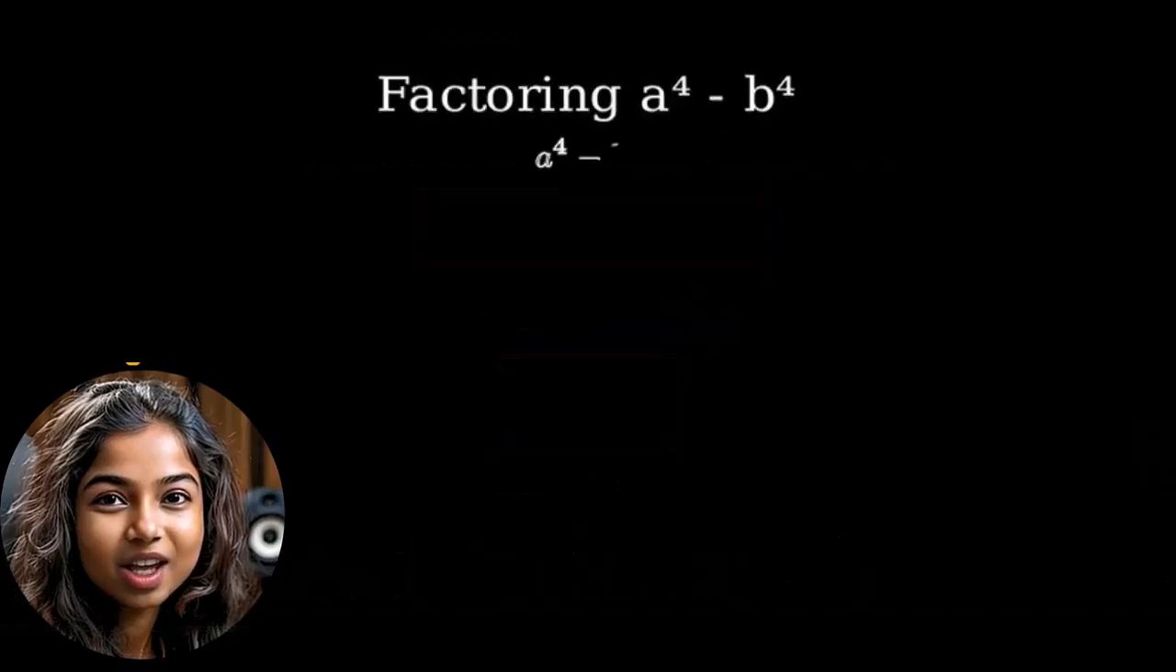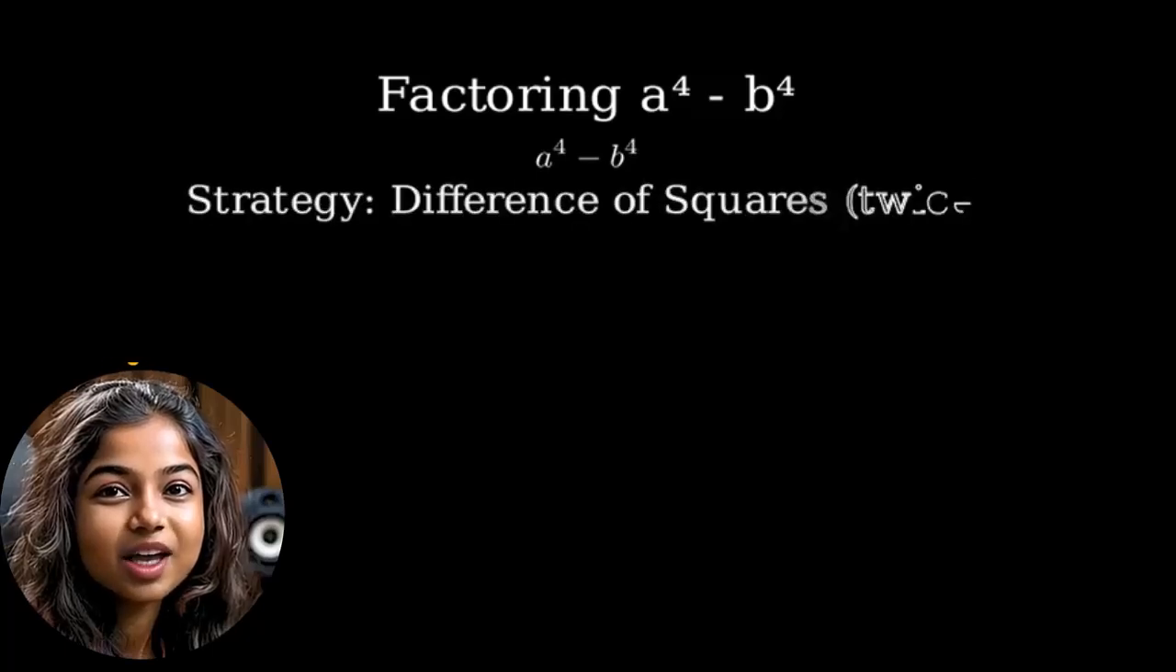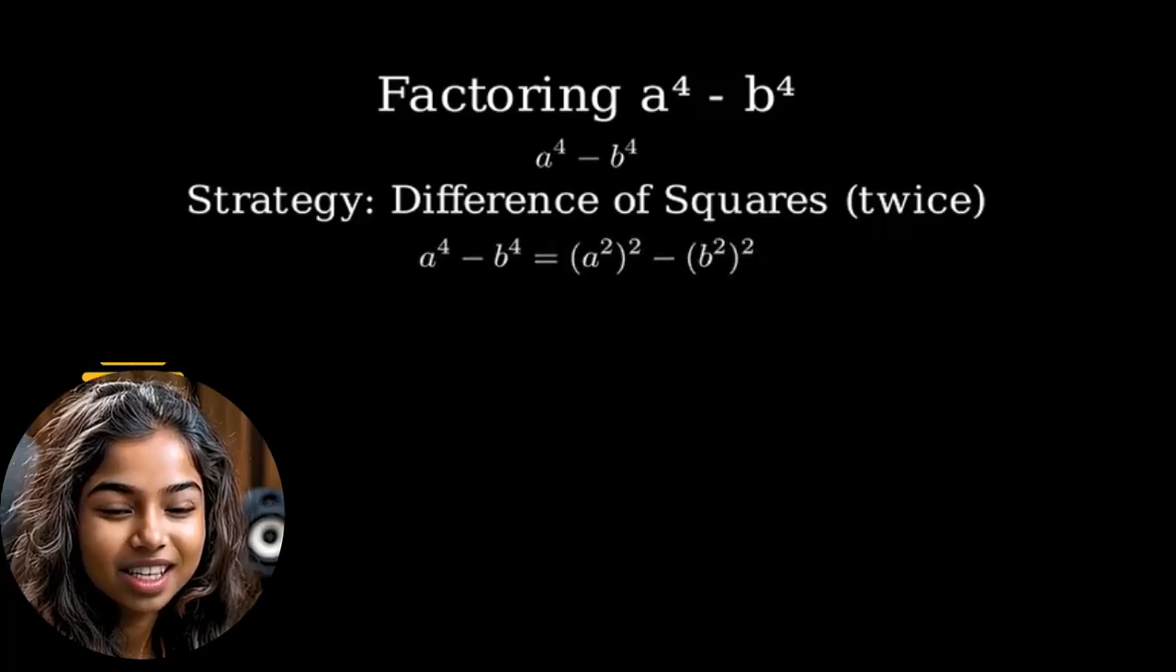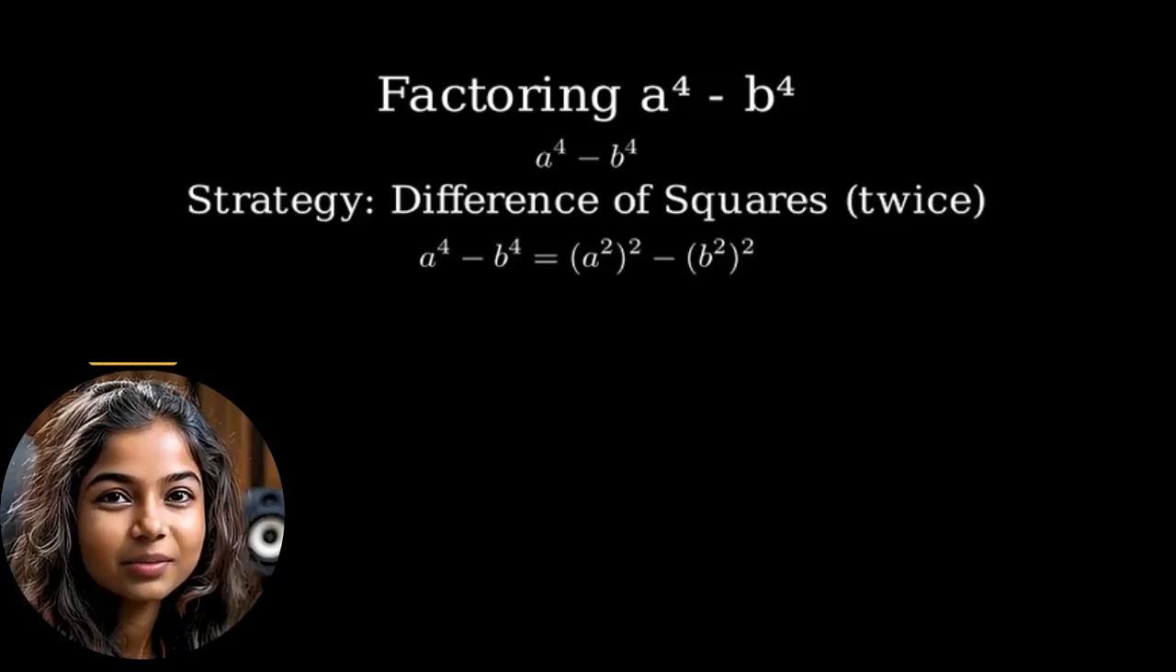Let's solve this factoring problem step by step. We need to factor a to the fourth minus b to the fourth. The key is recognizing this as a difference of squares, but with higher powers. Let's break it down. First, rewrite a to the fourth minus b to the fourth as a difference of squares. Think of it as a squared squared minus b squared squared.